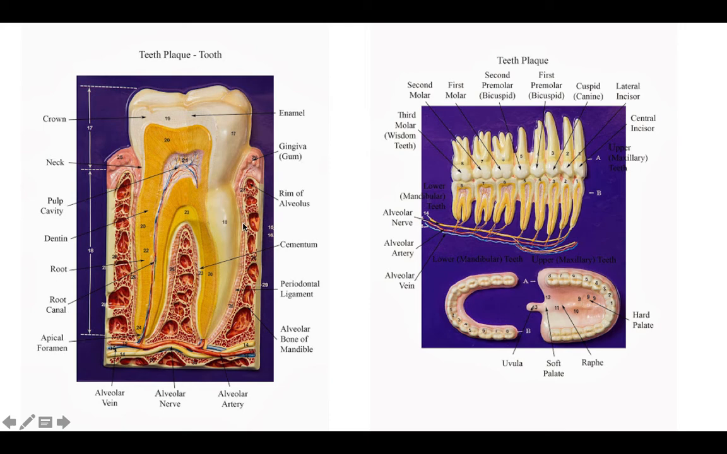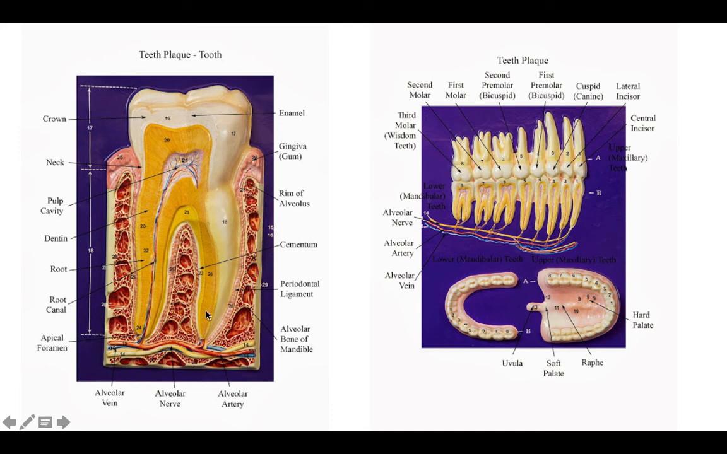So this structure right here, it looks like it's kind of pink with white lines right here. This is the periodontal ligament, and it goes all the way around here, periodontal ligament. And it is going to anchor the root in place. And it's going to line the alveolar socket to anchor that root in place.